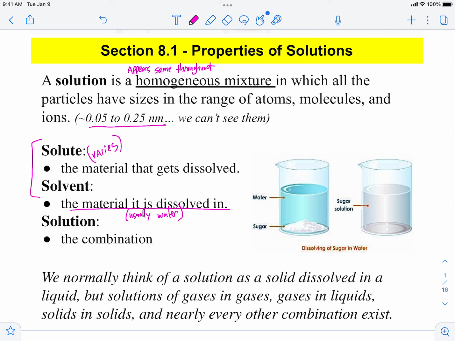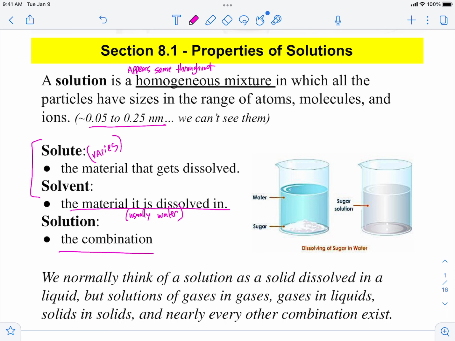And you can actually have more than one solute. You can have 2 solutes, 3 solutes. If you look at the ingredient label on any beverage, you're going to see a listing of at least 10 different solutes, right? The sugar, the dye, the phosphoric acid, the flavorings, all of those are solutes, okay? But you need both of them to make the solution. The combination is the solution.